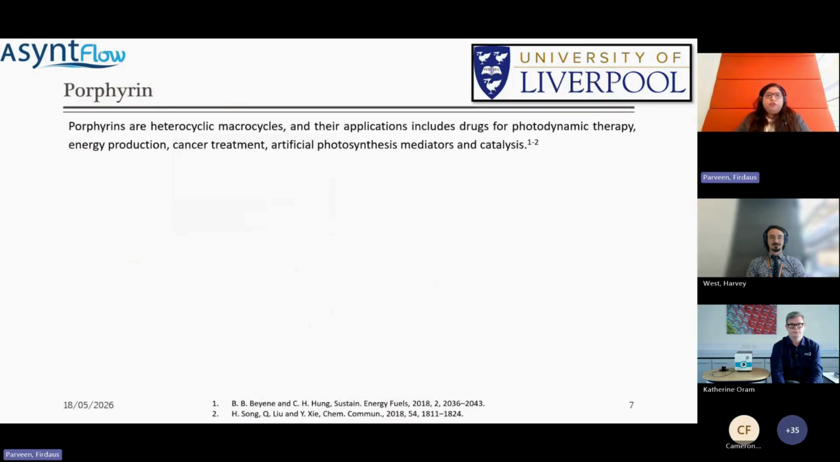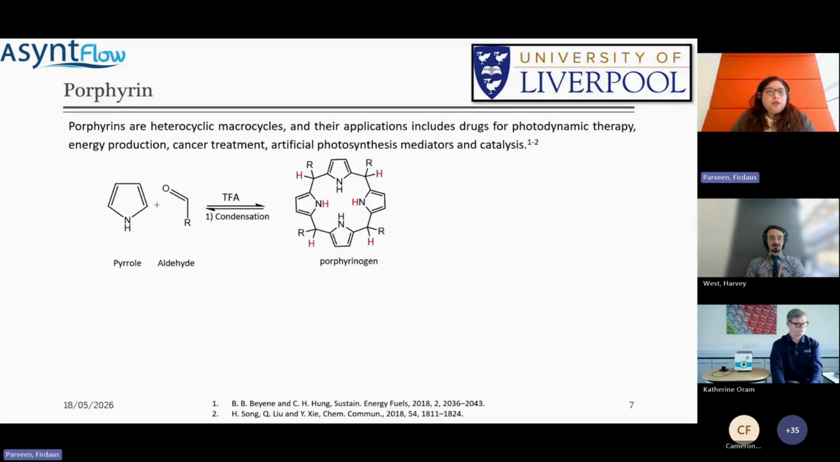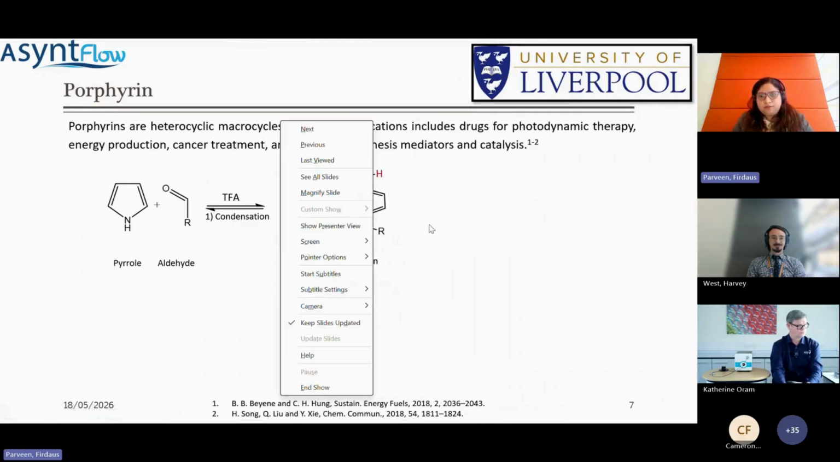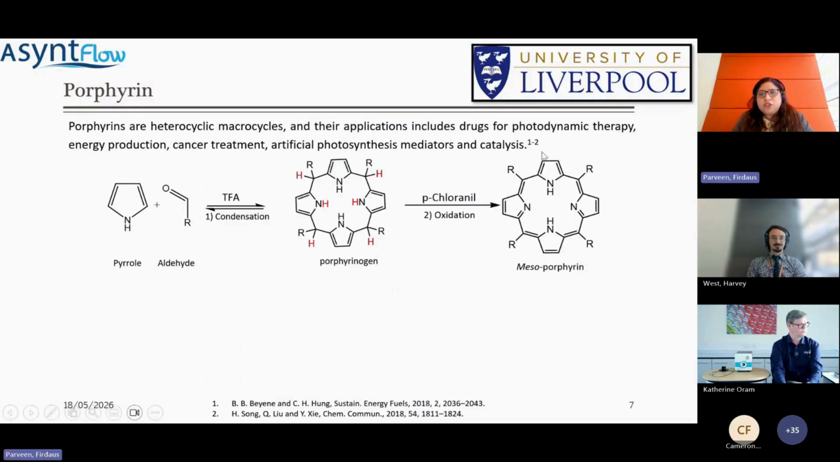So porphyrins are heterocyclic macrocycles. They have applications in various areas like photodynamic therapy, energy production, cancer treatment, artificial photosynthesis, mediators, and catalysis. Porphyrins are formed by the condensation of pyrrole and aldehyde in the presence of an acid, trifluoroacetic acid, and then it gives an intermediate called porphyrinogen. Porphyrinogen on oxidation in the presence of chloranil gives meso-porphyrin.